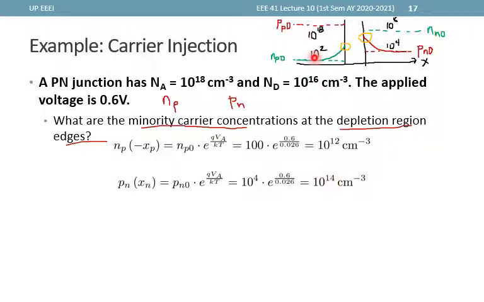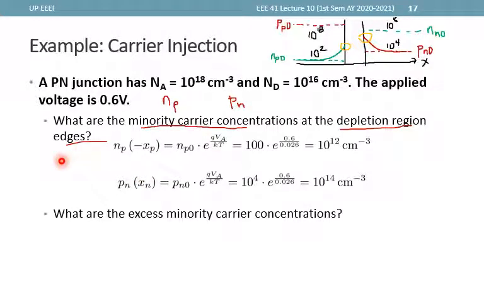Now note that we went from 10 to the 2 to 10 to the 12. We multiply by a factor of 10 raised to 10, and that must be represented by this one. And since we are multiplying the same factor to P sub N, then we just went from 10 to the 4 to 10 to the 14. So if we know the ratio of the equilibrium concentration and the actual concentration at the edge with some applied voltage, that same ratio should appear at the other side.